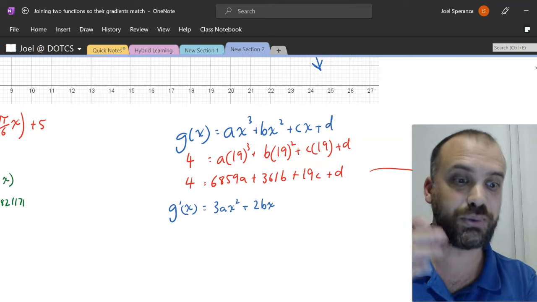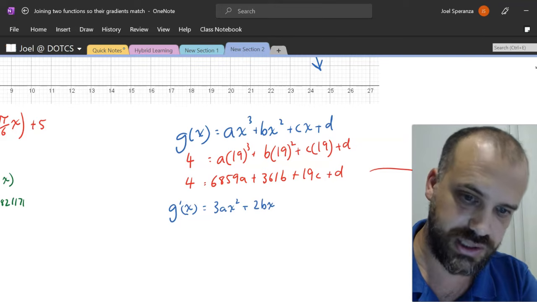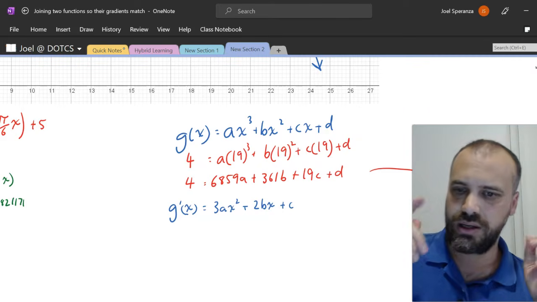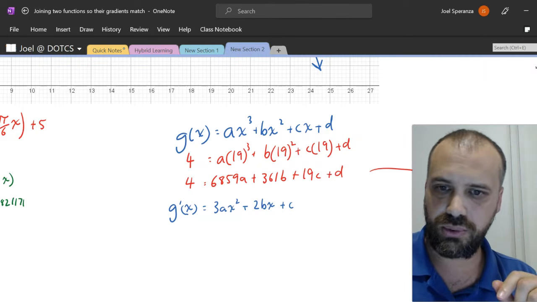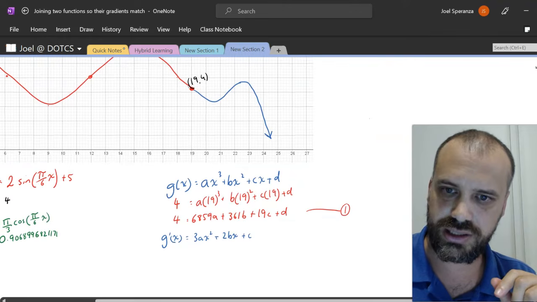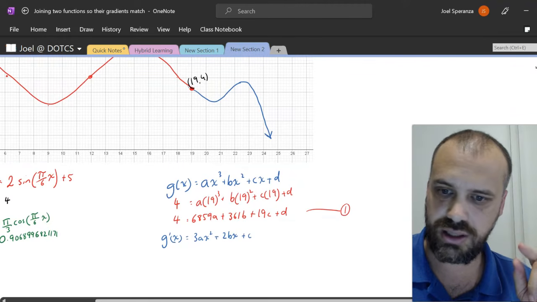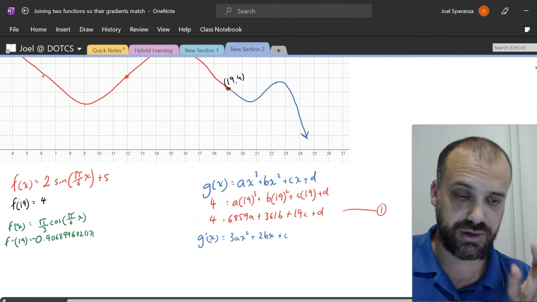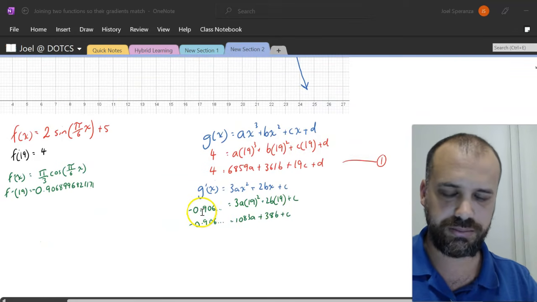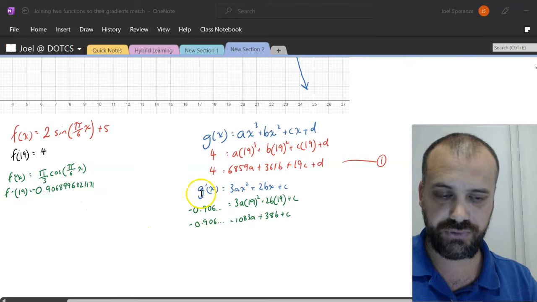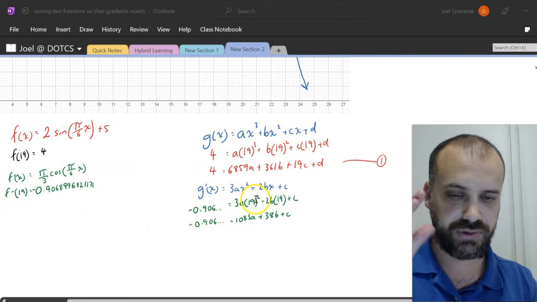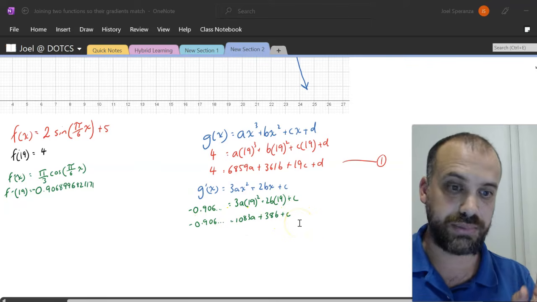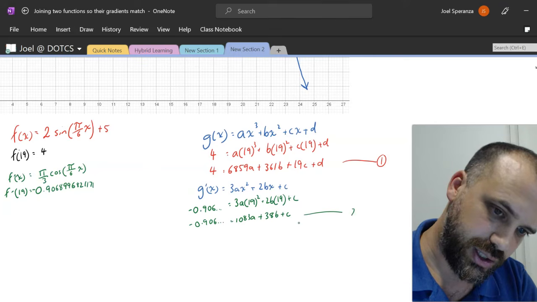Then cx, so if it was 5x it would be 5, so if it's cx it's just c. And then that d disappears. Now, we know that at point 19, when x is equal to 19, we want the gradient to be equal to the trig gradient. Subbing in negative 0.906, etc. for the gradient, and subbing in 19 for the x value, I get this equation here in terms of a, b, and c. That is my second equation.